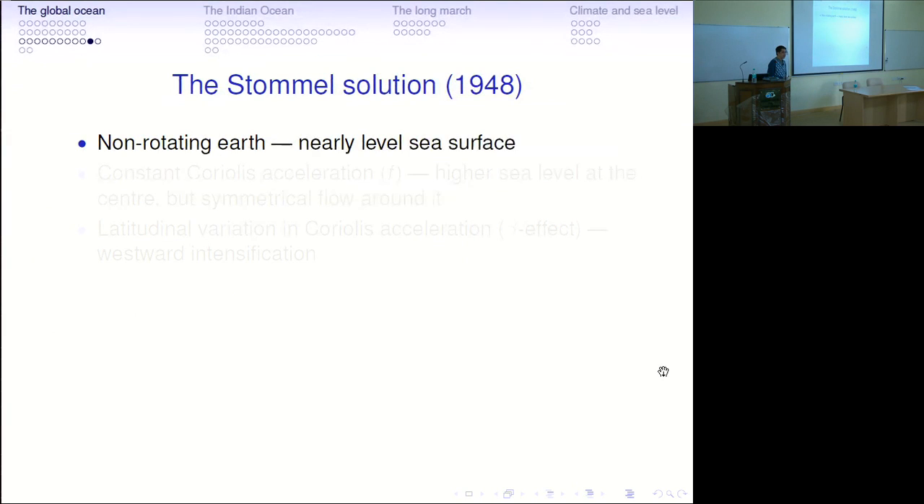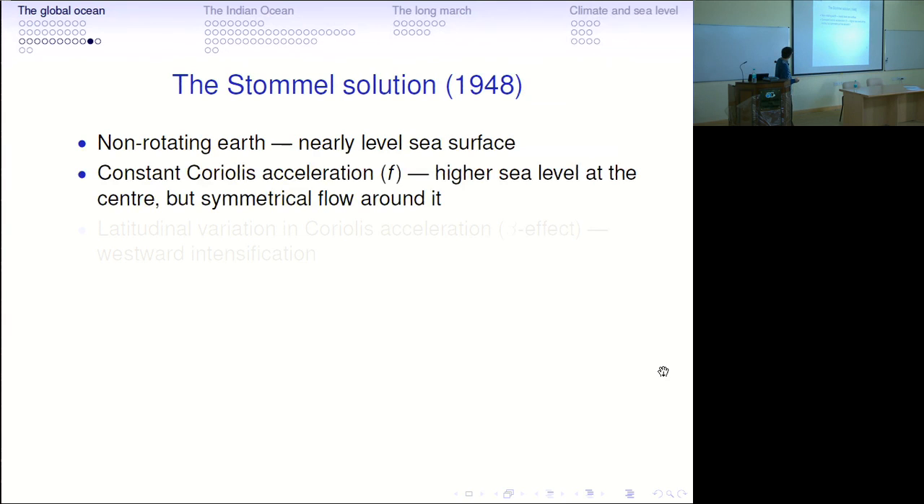The next paper was 1948, Henry Stommel. Stommel carried out 3 experiments. The first one was with a non-rotating Earth, and he got a nearly level sea surface. The second one had a constant Coriolis acceleration. So now he got a higher sea level around which there could be flow. But the high sea level, as you would expect from symmetry, is at the center of the basin. Here's a rectangular basin. This high sea level is now at the center of the basin. He has no way to explain why you have a boundary current and the equatorward flow over the rest of the basin.